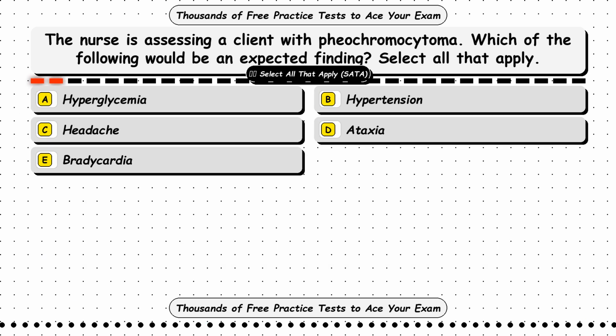Question 2. The nurse is assessing a client with pheochromocytoma. Which of the following would be an expected finding? Select all that apply. Option A, hyperglycemia. Option B, hypertension. Option C, headache. Option D, ataxia. Option E, bradycardia.